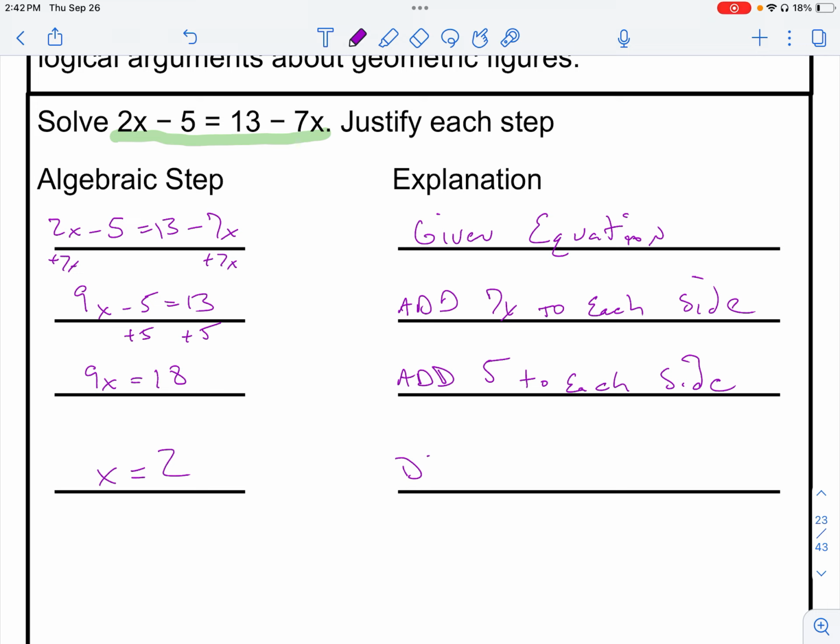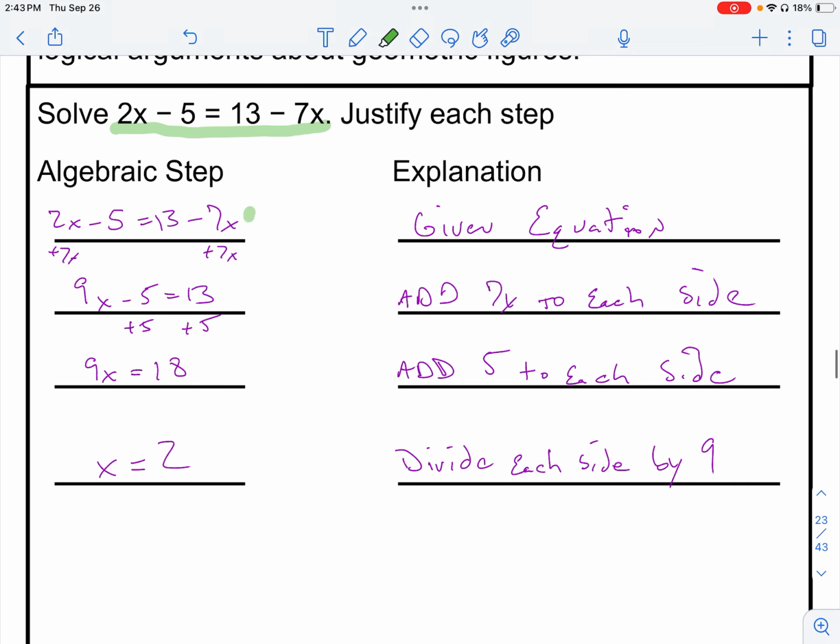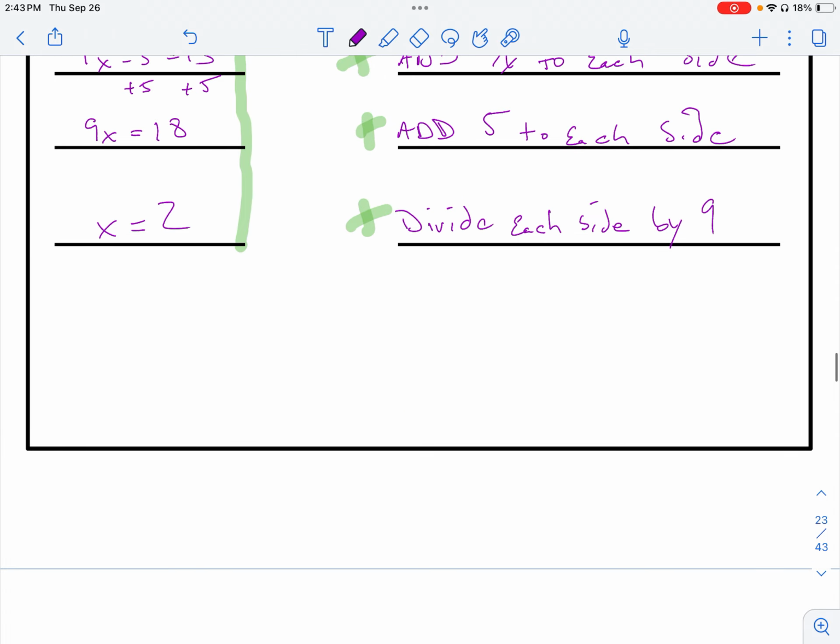Let's clean that up. Divide each side by 9. So we're just doing all the same solving we've always done, but we are adding an explanation to what it is we're doing. And this will be important going forward. It'll give us more ability to do bigger and better things.